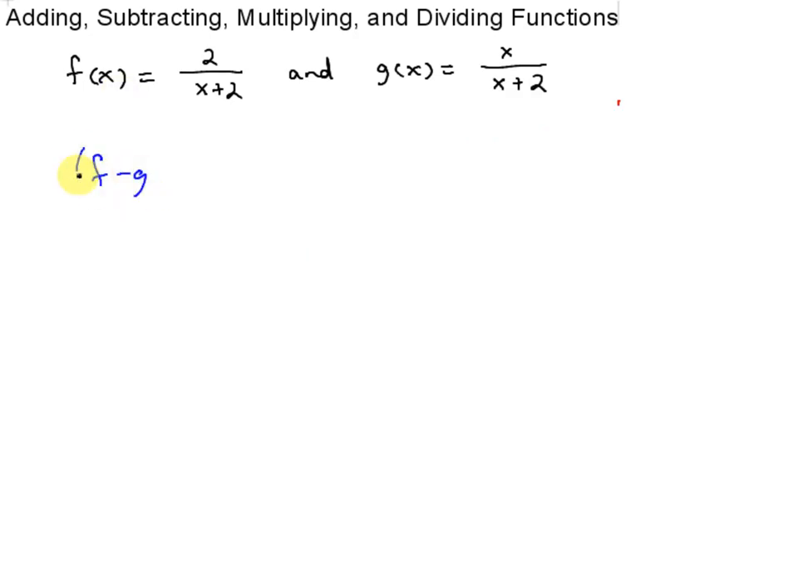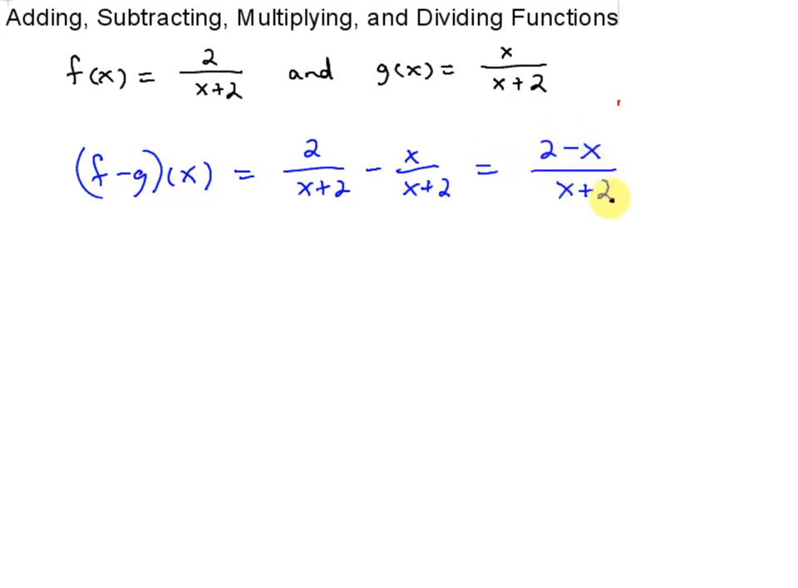f minus g of x is the difference. Which equals 2 minus x over x plus 2. This time nothing cancels, and so the function is this now. And to find the domain, we still use this step, and we'd see that x can't be negative 2 for the same reason as before.